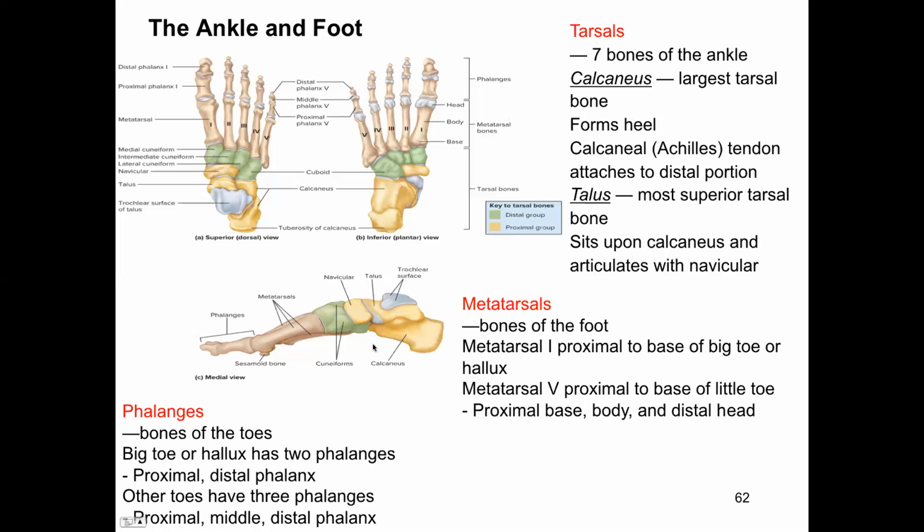Now, metatarsals are the ones that are making up the foot, and again, you have 5 of those. Metatarsal 1 is going to be at the big toe, or the hallux, or the great toe, and 5 is going to be at the base of the little toe. And then of course you've got your phalanges again. So you've got 14 phalanges. Your big toe only has 2, so proximal and distal phalanx. And your other toes have 3 bones, just like you had in the hand for your phalanges.